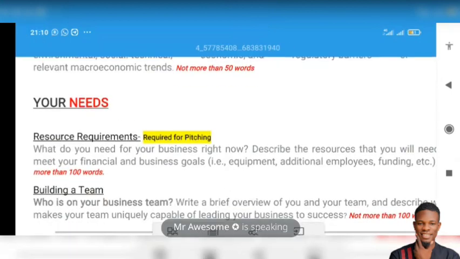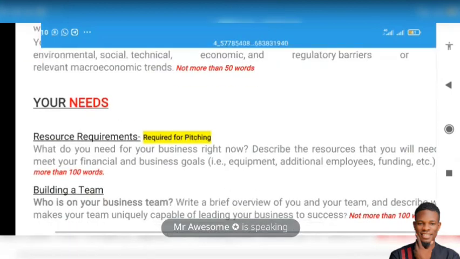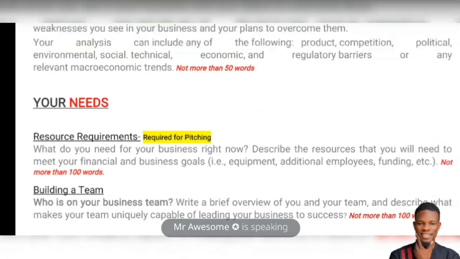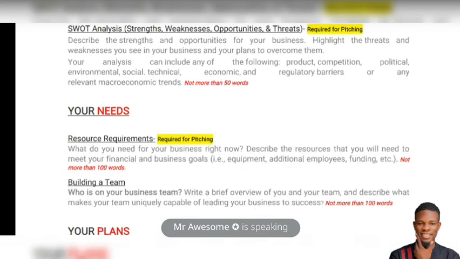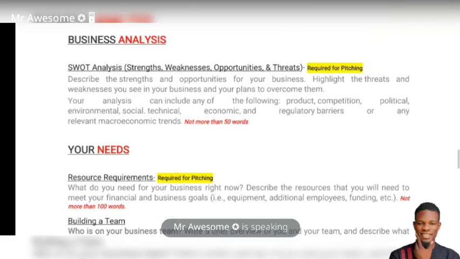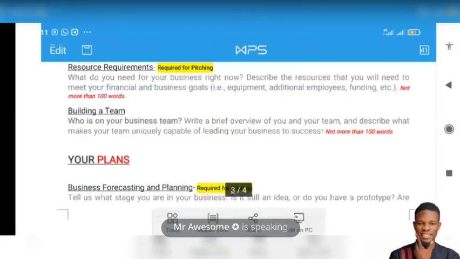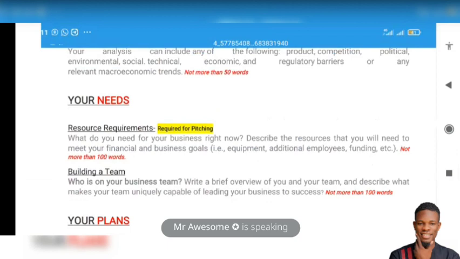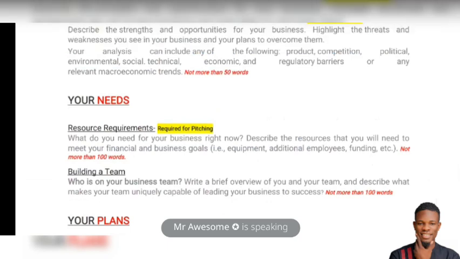What are your needs? Resource requirements. Now, the things you need to get your business going. They say, what do you need for your business right now? Describe the resources that you will need to meet your financial and business goals, which include equipment, additional employees, funding, etc. Now, funny enough, this thing is just almost like a business proposal. The documents that they gave to you guys to submit, it's not actually a standard business proposal format, but it has more of an outlook of a business proposal.